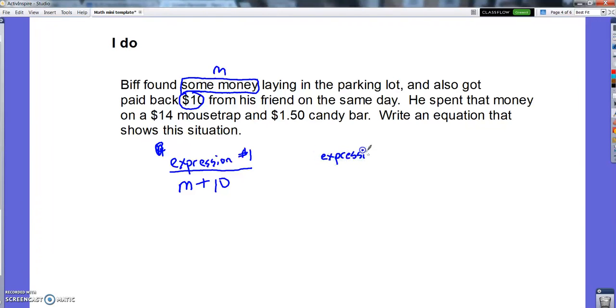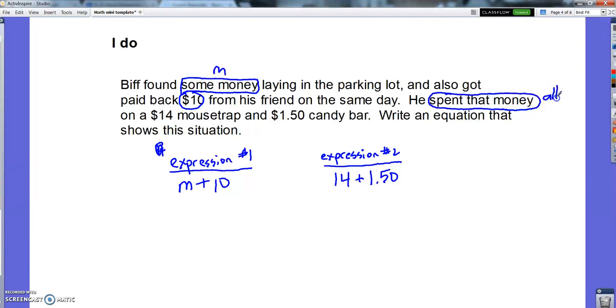Expression number two is how much he spent. He spent $14 on the mousetrap and $1.50 on the candy bar. And so I don't have the word same or equal. I don't have an exact wording in here that lets me know they're equal, but it does sound like it to me, right? He says he spent that money. So to me it makes it sound like he spent all the money. So whatever money this is and whatever money this is sound to me like they're equal. So I can write them as an equation together.